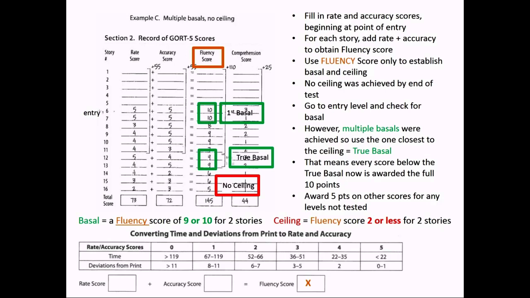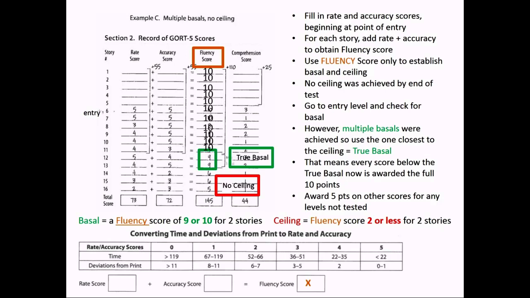So don't be fooled like I was by finding that first basal. There's actually another place where they also got a basal. 9 and 10 also were successful. But the highest one, or the one closest to the ceiling, was 12 and 13. Now that means you're not going to count off for any of the points below that level.